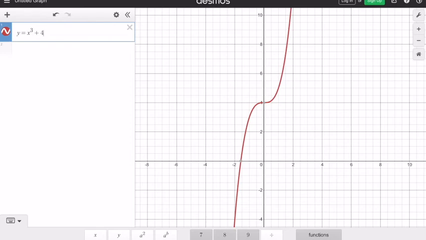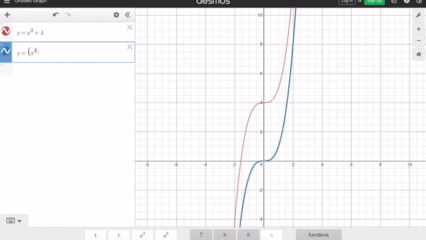And like I said, I can also compare, like, okay, here's x cubed plus 4. What if I wanted to compare that to y equals x to the 3rd plus 4? How does that change the graph? I meant to put that cube on the outside. That's not different, is it?